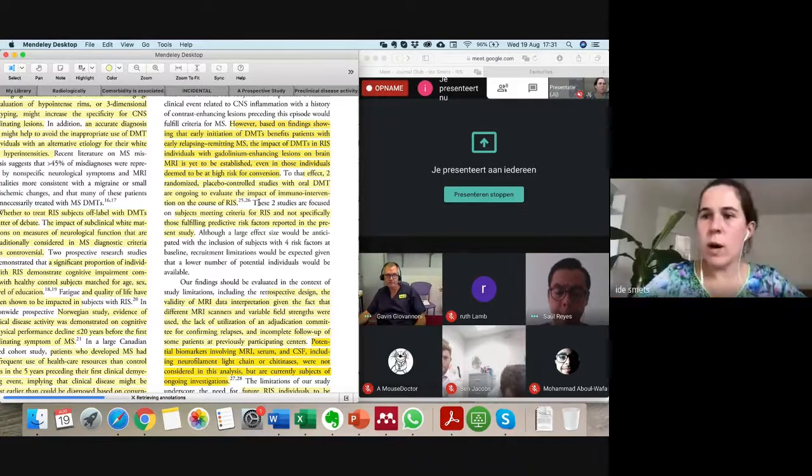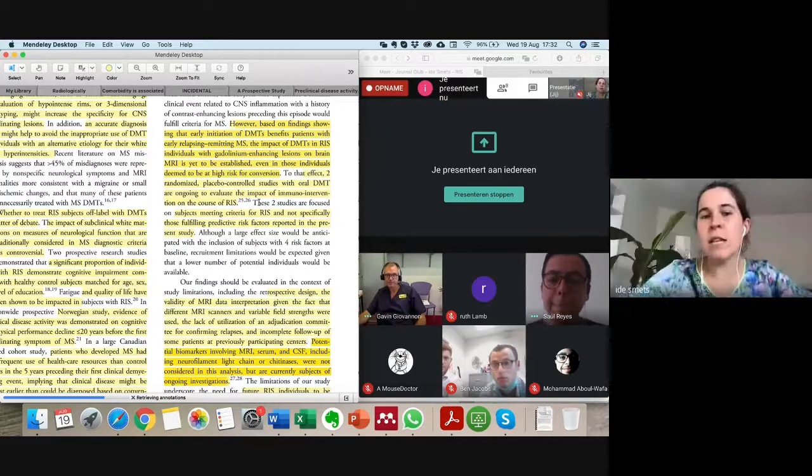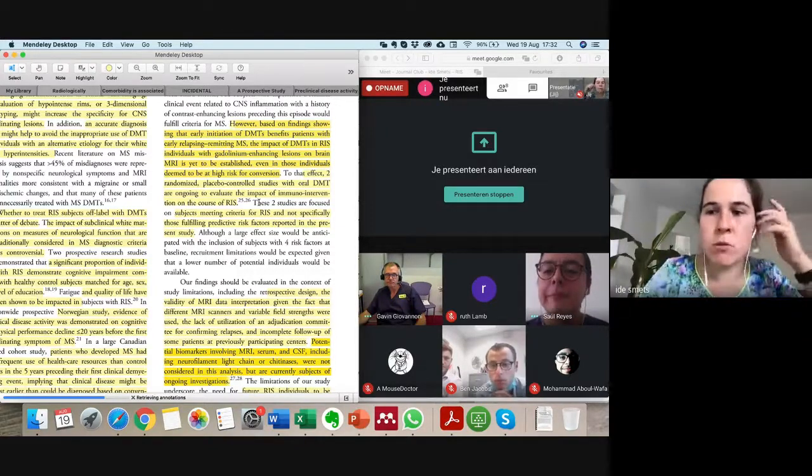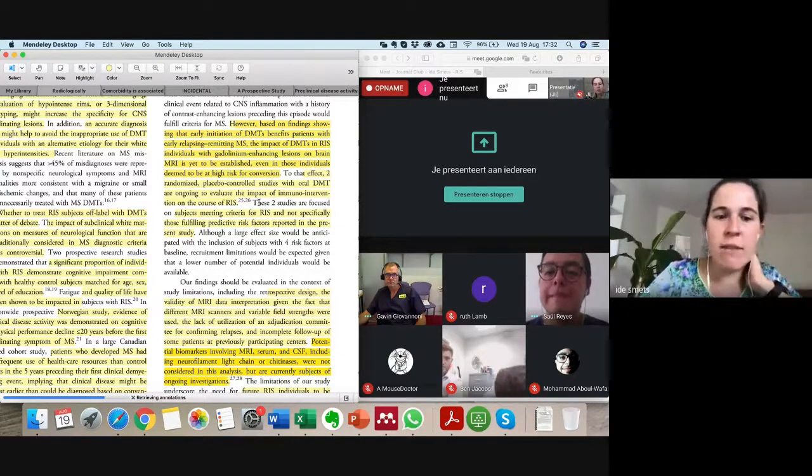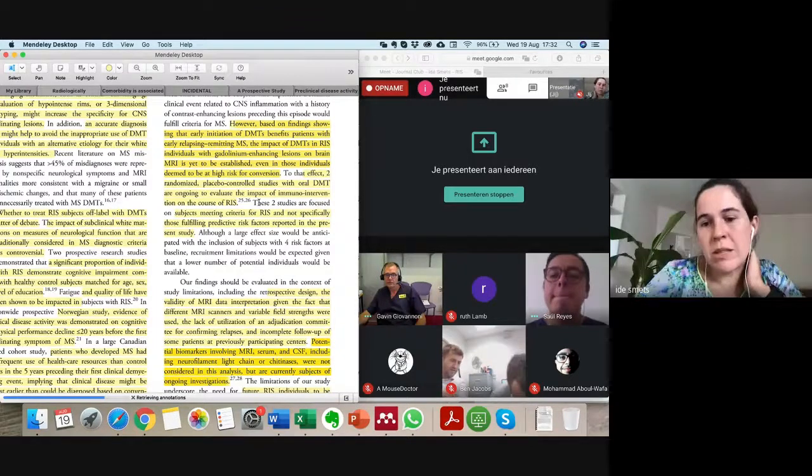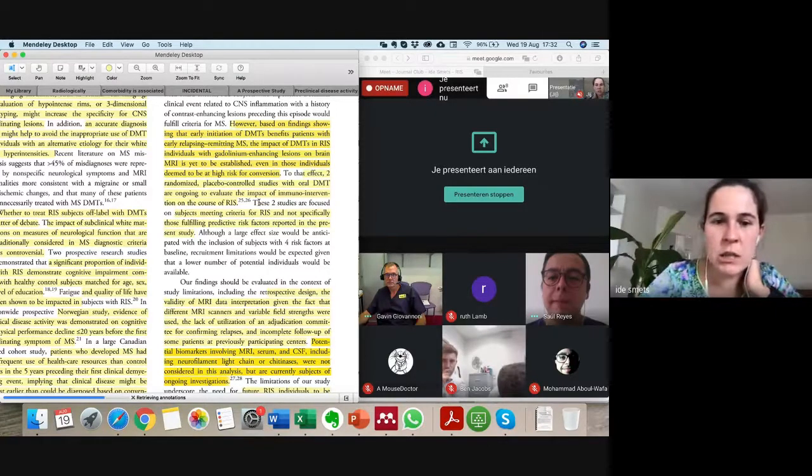But the only reason why they wouldn't be positive is lack of power, no? That's the only reason. Because it's very clear from this paper and from so much other scientific evidence that RIS is on the spectrum of MS, and as has already been shown in CIS and in other disease subtypes, treatments obviously influence clinical manifestation.